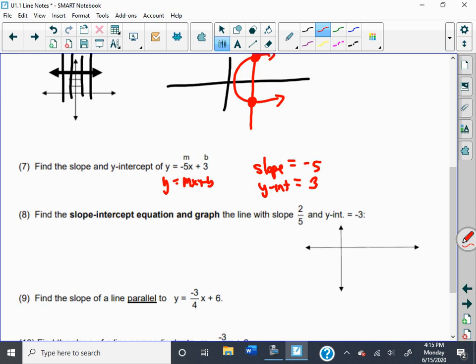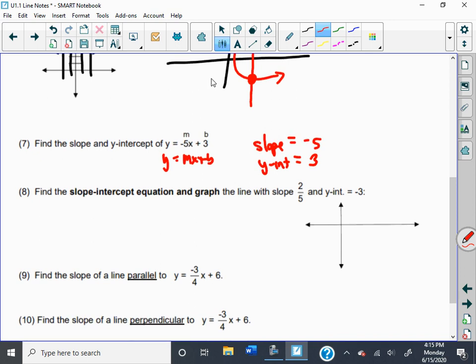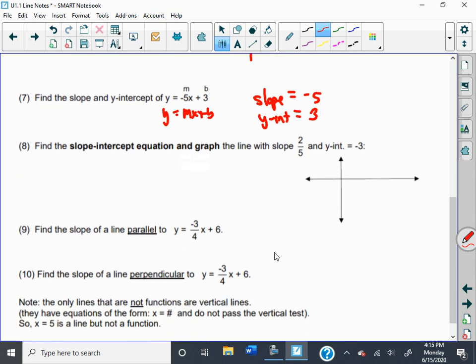All right, number 8, find the slope intercept equation, and then we're going to actually graph the line also. So we have a slope, this is our m, and we have our y-intercept, that's our b. So our equation is y equals 2/5 x, and then minus 3, or plus negative 3.